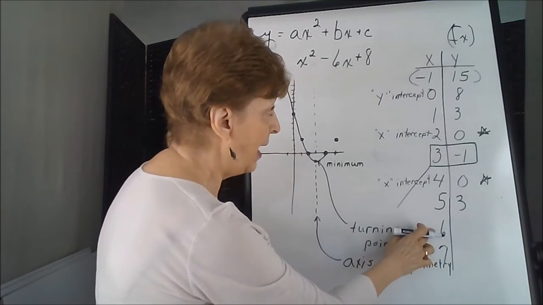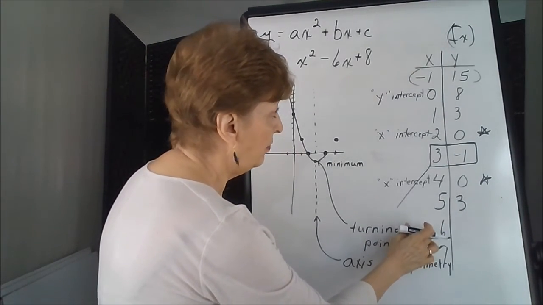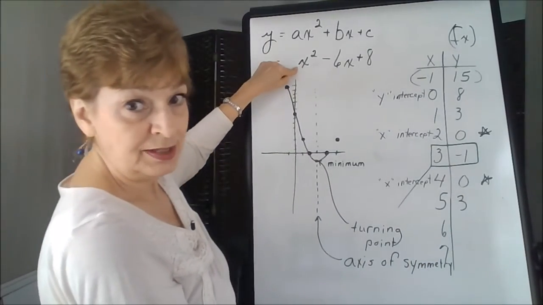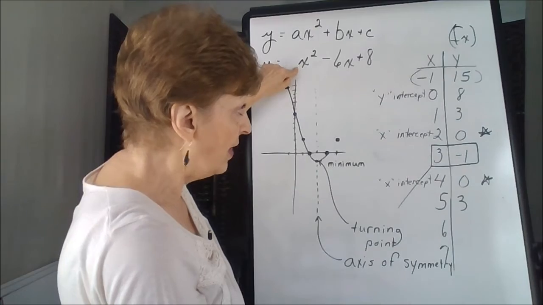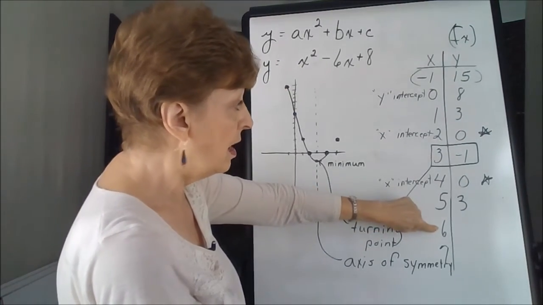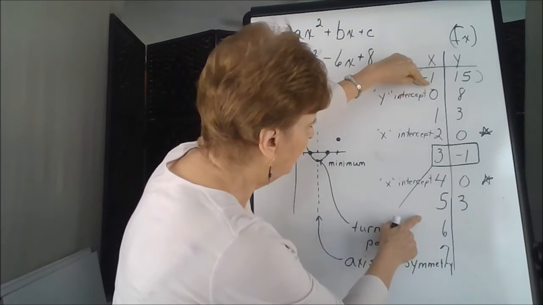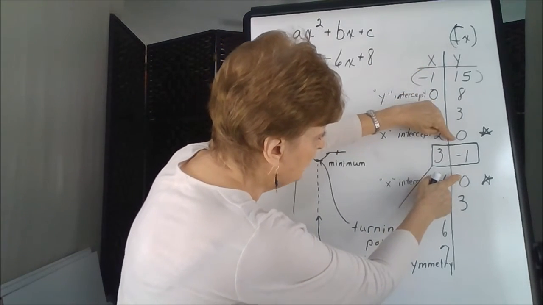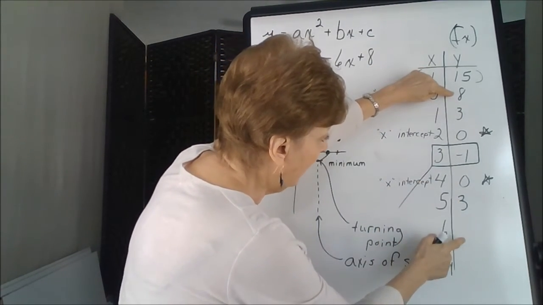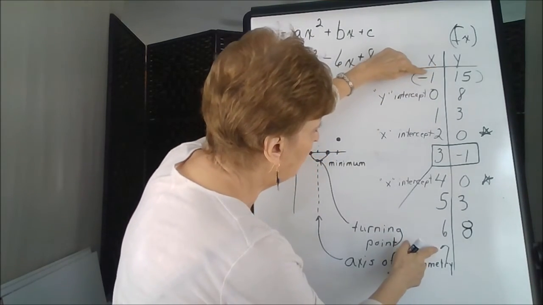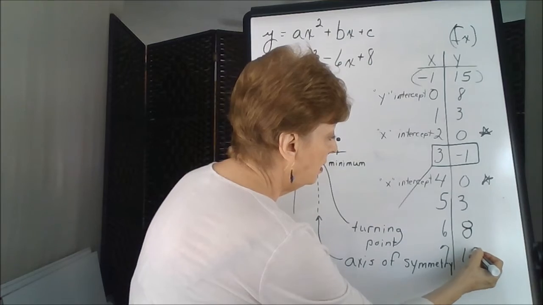We can do it mathematically if we put a 6 into our x, but we also can pretty much figure that the next number on the y is going to correspond to this one. So we have 0, 0, we have 3, 3, we have 8, 8. And the 7 would correspond to a 15.